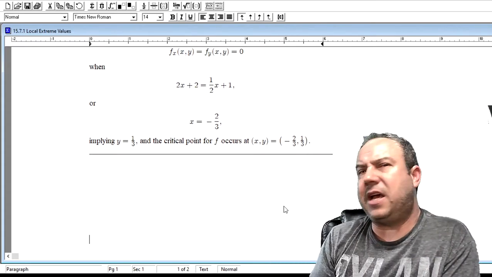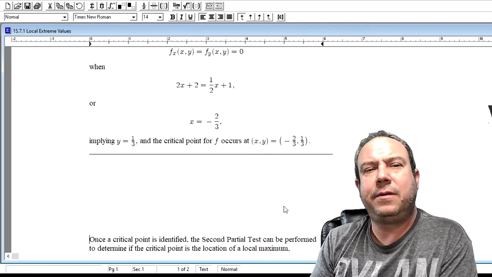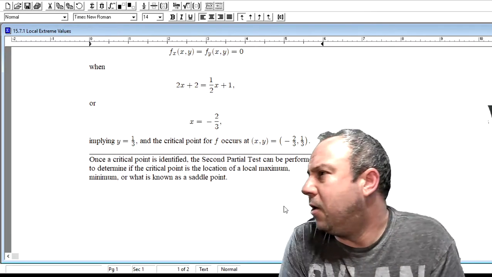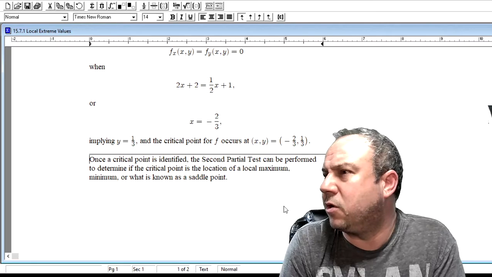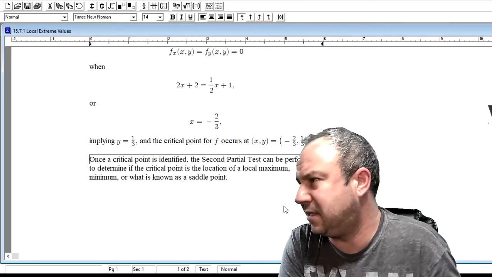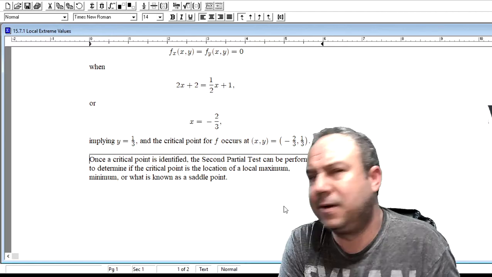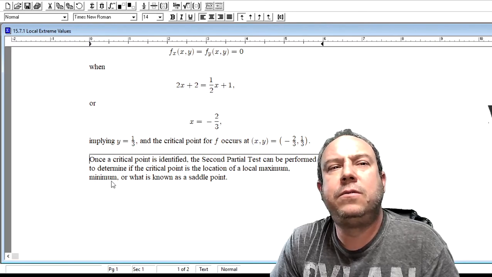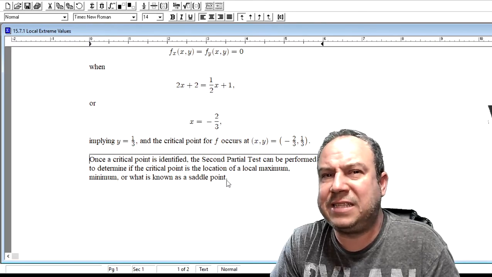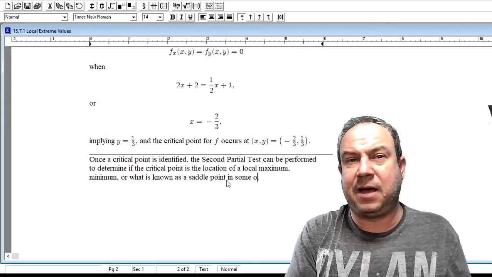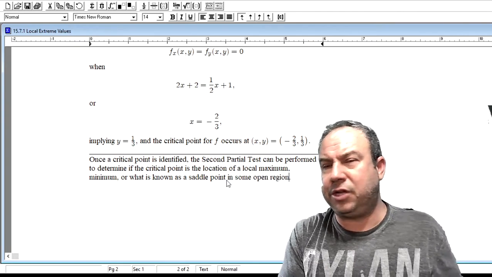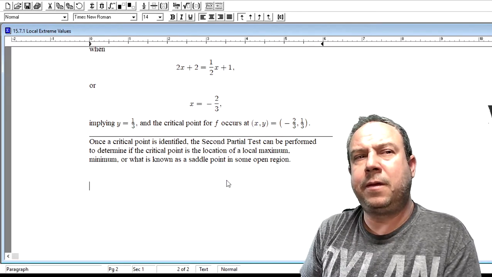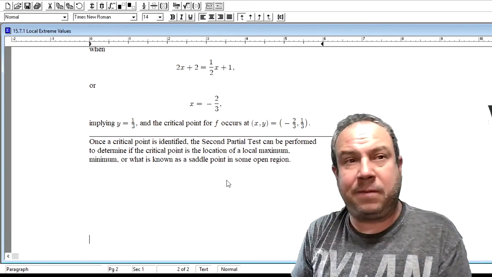Now, as noted, how do we test critical points in this case? In the case of looking at local extreme values on open regions, we can test critical points using the second partials test, to determine if a critical point is a location of a local maximum, minimum, or what's known as a saddle point in some open region. All right. Now, here is the second partials test.